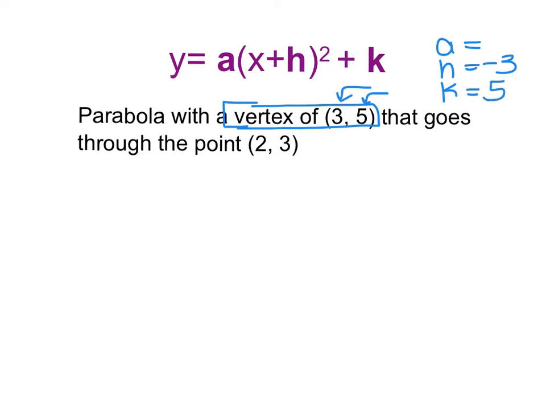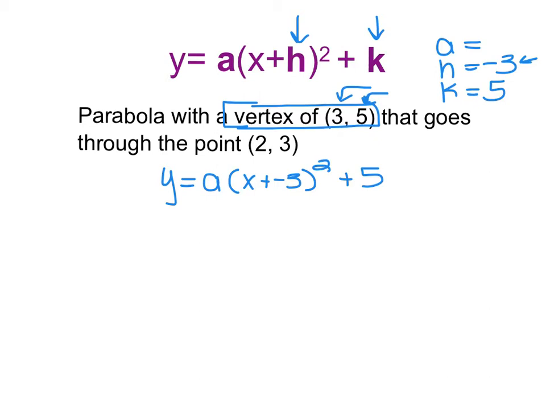So what we can actually do to start off right off the bat is identify values for H and for K and substitute them into our equation. So here we have y is equal to, I don't know A yet, but I do know that my H value is -3 because it's the opposite of the x-coordinate in my vertex. So this is (x plus -3) squared. And then my K value is the y-coordinate of my vertex, so it's plus 5. So I've actually been able to find 2 of those missing 3 values just by looking at my vertex.